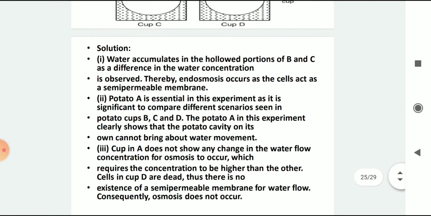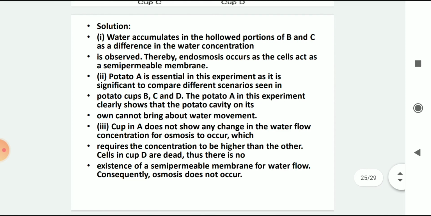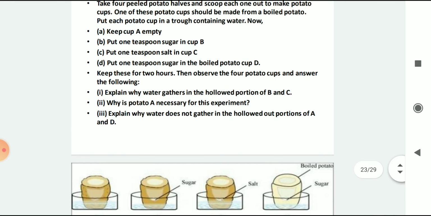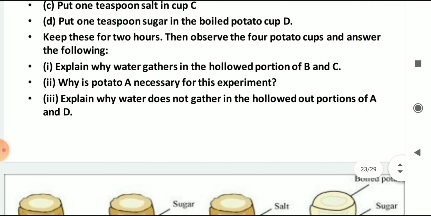Moving ahead, the solution. What is the reason behind all these things? In the first question, the question was that explain why water gathers in the hollowed portion of B and C.